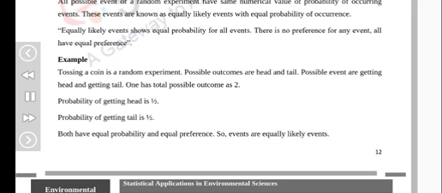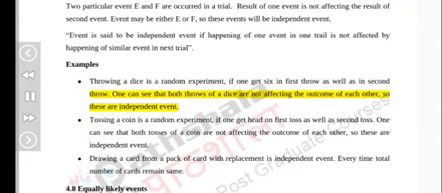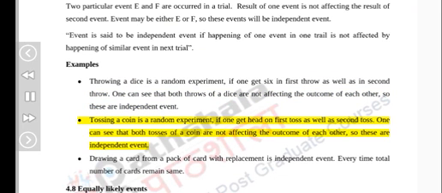Examples. Throwing a dice is a random experiment. If one gets 6 in the first throw as well as in the second throw, one can see that both throws of a dice are not affecting the outcome of each other, so these are independent events. Tossing a coin is a random experiment. If one gets head on the first toss as well as the second toss, both tosses of a coin are not affecting the outcome of each other, so these are independent events. Drawing a card from a pack of cards with replacement is an independent event. Every time the total number of cards remains the same.